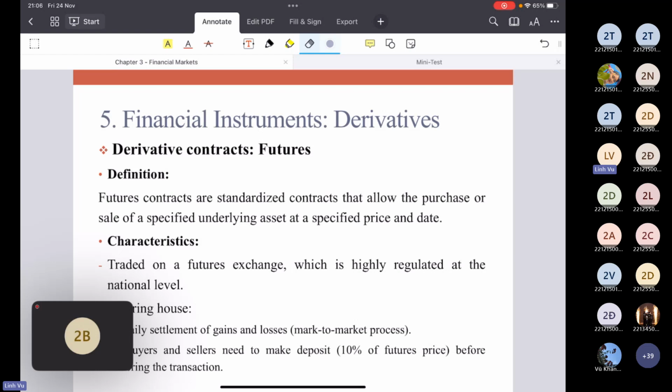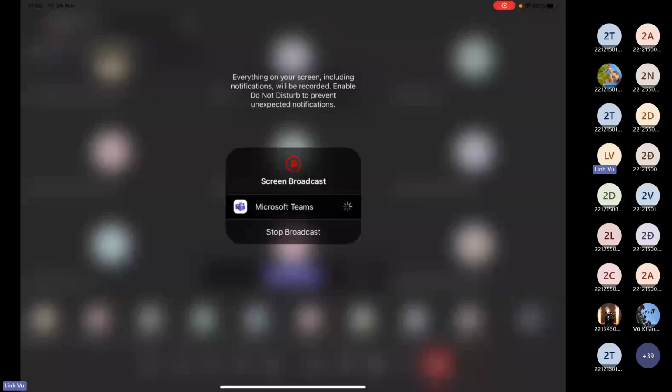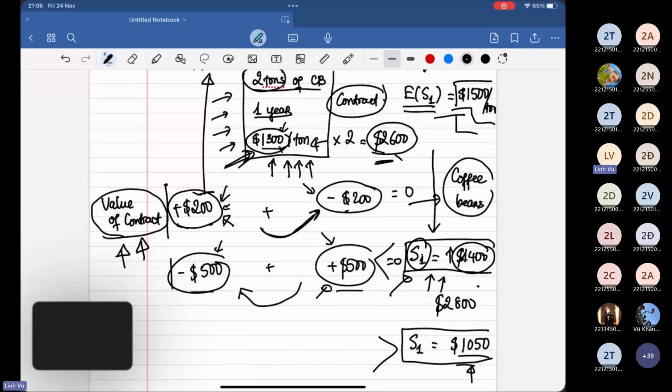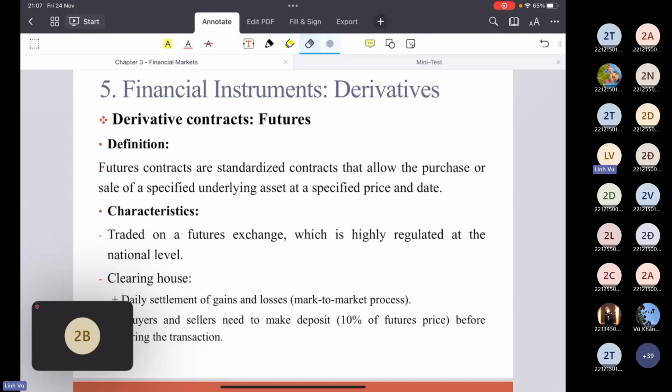But regarding the difference between these two, sometimes you will be asked to differentiate between a futures contract and a forward contract. So remember that for a forward contract, you transact in the OTC market, okay? But when we talk about a futures contract, this type of contract is traded on the exchange. So a futures contract is traded in the exchange market.